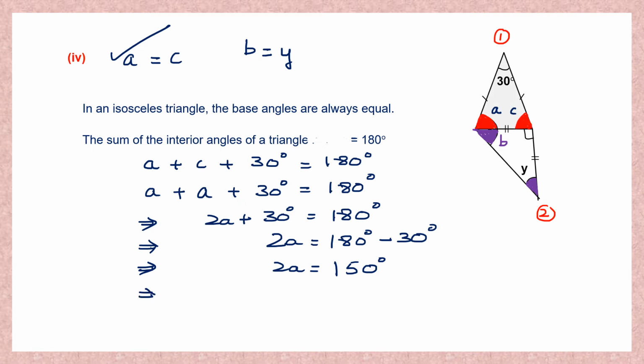Now let's find the value of A. A is equal to 150 degrees divided by 2, which is 75 degrees. So the value of A we have found out to be 75 degrees. Now we're going to keep this in mind as we work out angle Y. So let's continue with that. Now we're going to find the value of angle Y.